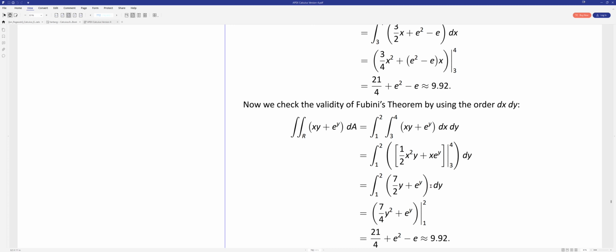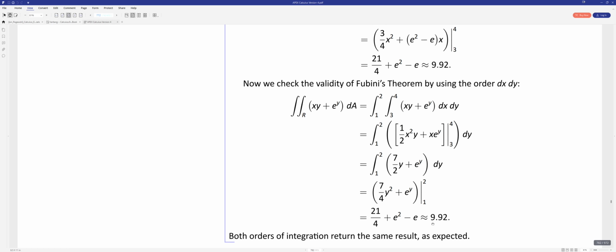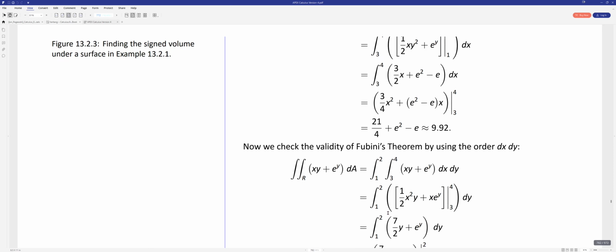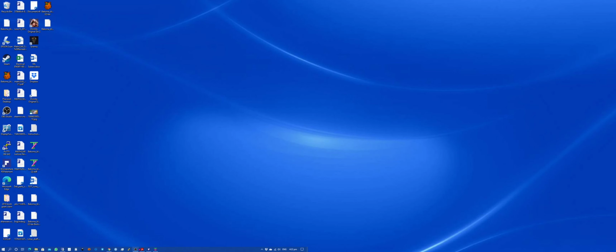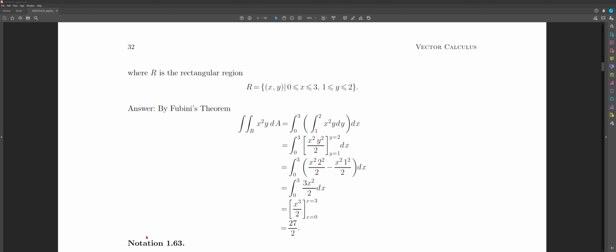Integrating e to the y with respect to y just gives you the same thing, and then you just put in your values 1 on 2. And the answer that you're going to get would be 9.92, which is the same as this over here. Notice this form over here with the exponentials is exactly the same as this. So that is justifying, that's an example of Fubini's.